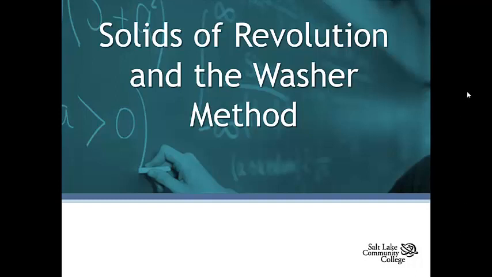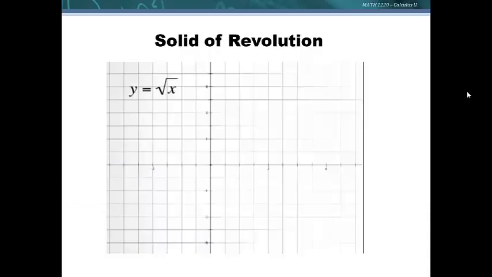Solids of revolution and the washer method. We are going to look at a solid formed by revolving a curve or curves around an axis. We're going to look at y equals square root of x, and we're also going to look at y equals 1/10 x, which is a line passing through the origin of slope 1/10.